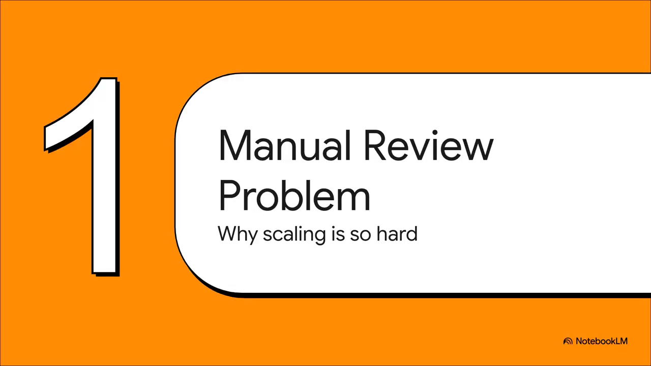Okay, so let's start right there with the core issue. Trying to apply these fuzzy, qualitative rules like brand compliance to thousands of images is a classic scaling problem. Humans are just naturally inconsistent, and that makes this whole process incredibly difficult and expensive to scale up.